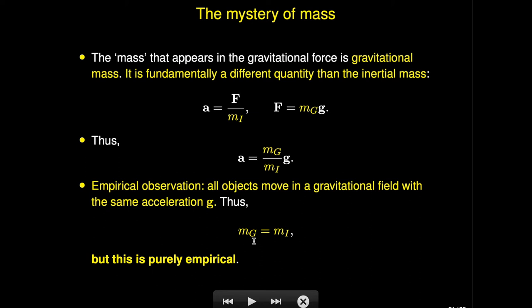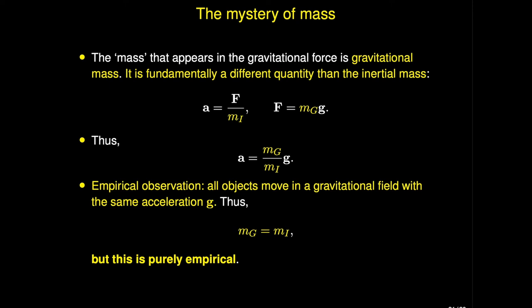In other words, the gravitational mass and the inertial mass, even though they come from two completely different concepts, they are the same. The inertial mass comes from Newton's second law, gravitational mass comes from the definition of a particular force, gravity, but they're the same. But this is totally empirical. What do I mean? I mean you can't prove this. There's no fundamental reason why this should be the case. It's just an empirical observation that all objects move in a gravitational field with the same acceleration. It's just something we know from observation.